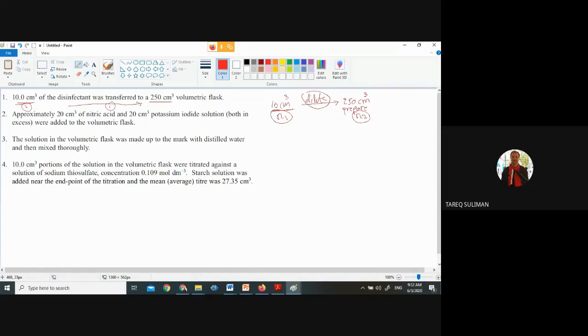chlorate or chlorine, because they are present. So when they take a volume and they transfer it to a volumetric flask, then they are going to prepare another solution by dilution. Okay? You have to know that number of moles in the first one equals number of moles in the second one. What about comparing between concentrations?